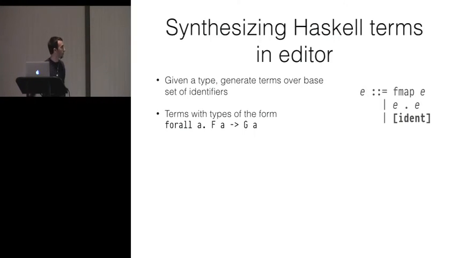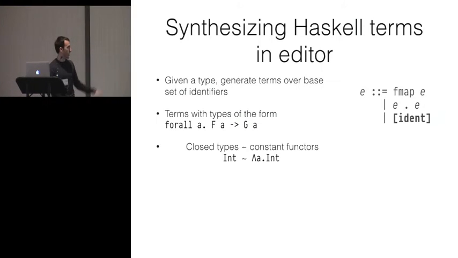And if you think about it for a minute, you can realize that these terms generated by this grammar all have types of the form for all A, F A to G A, where F and G are functors, or perhaps composites of functors. And okay, not everything looks like this, right? Sometimes we want types that don't have any A's in them. So you add to this setup, and model closed types as constant functors. Okay? So type constructors which depend trivially on their argument.